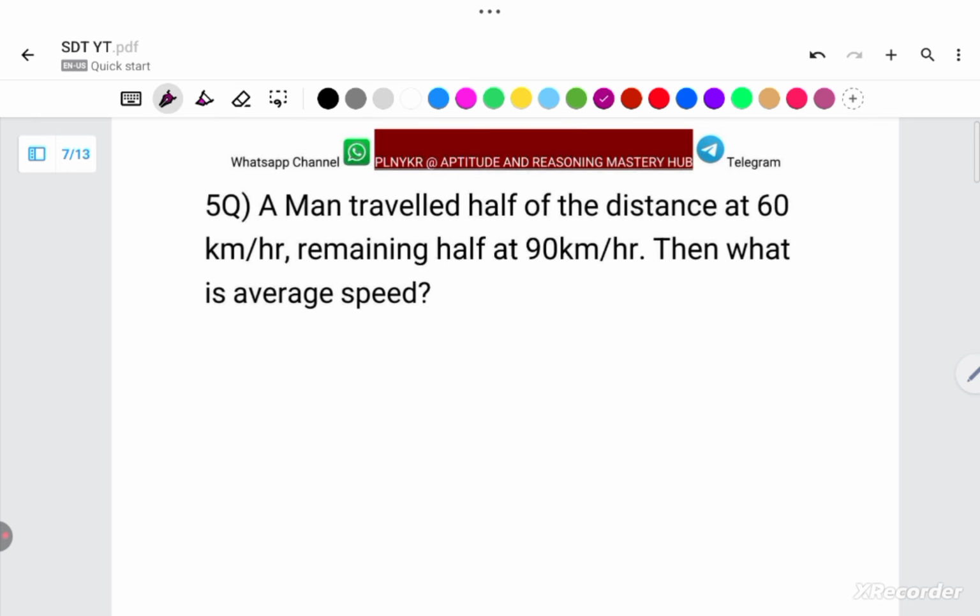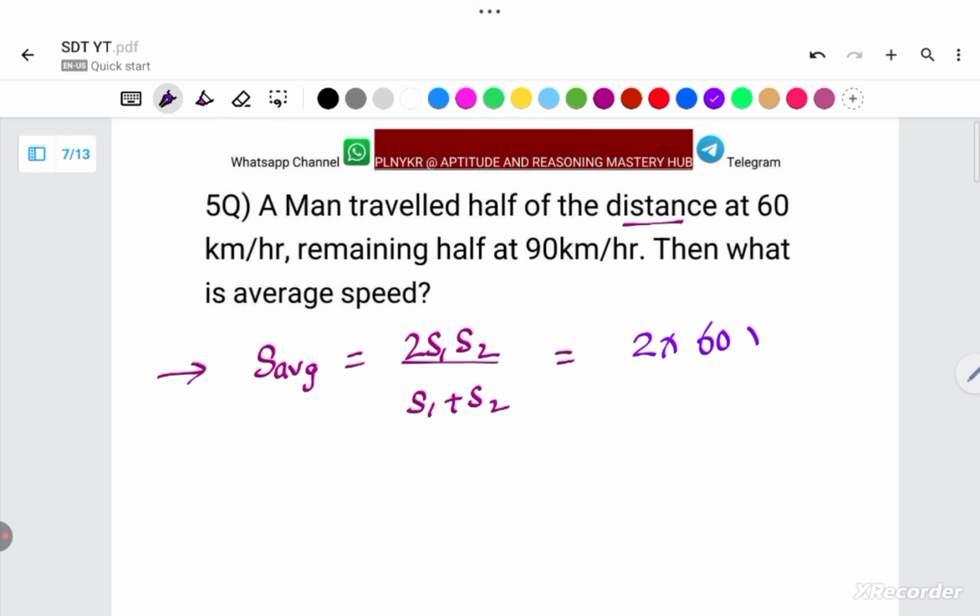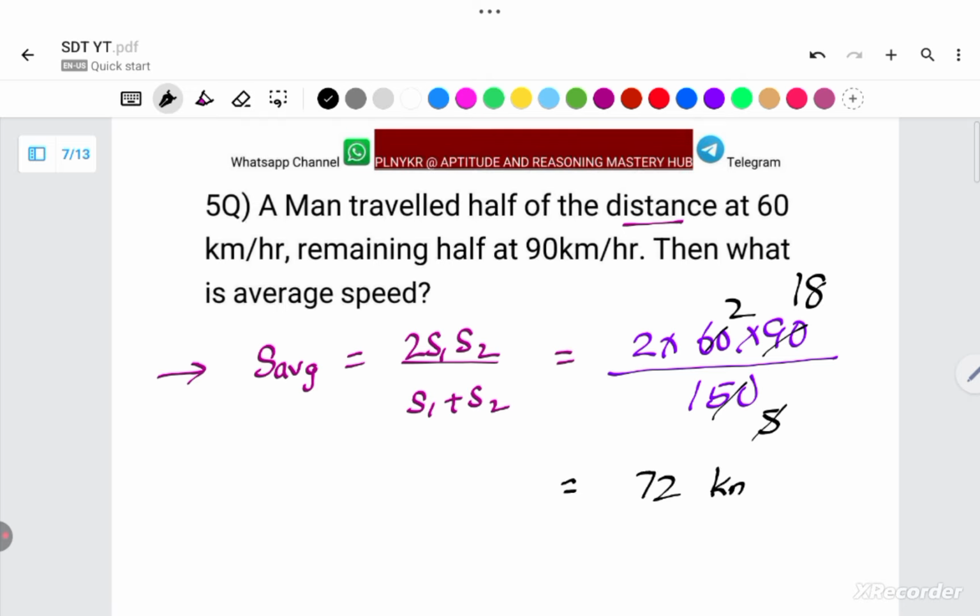Here the distances are the same because it is half of the distance. Whenever the distances are the same, we apply the harmonic mean formula. Here there are two speeds, so the average speed will be 2 s1 s2 by s1 plus s2, which equals 2 into 60 into 90 by 90 plus 60, that is 150. After doing the calculation, we get 18 into 4, which is 72 kilometers per hour.